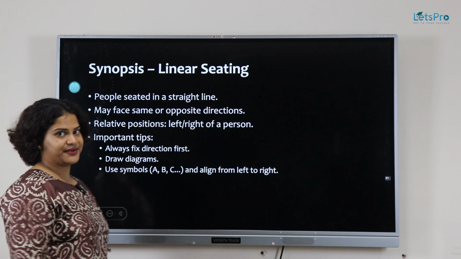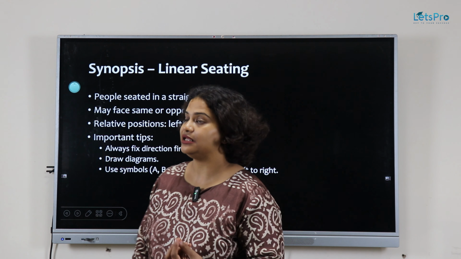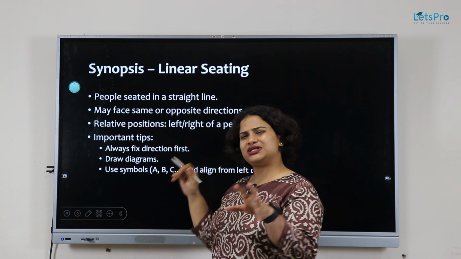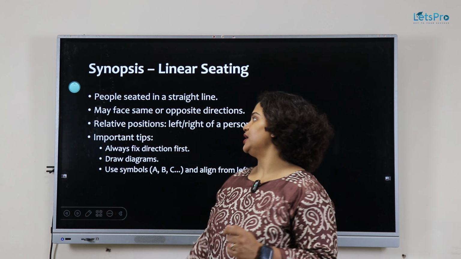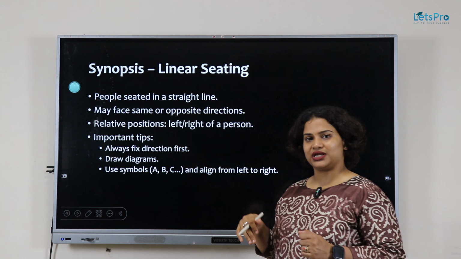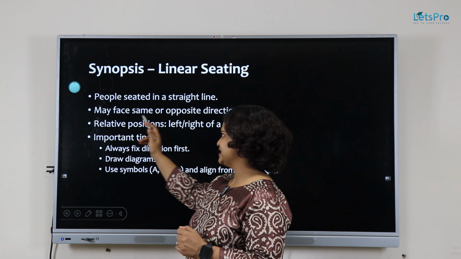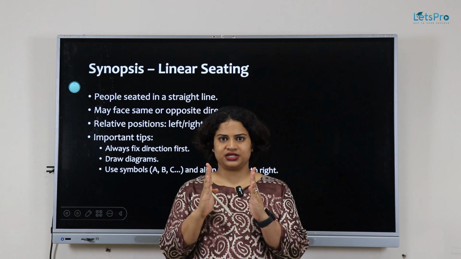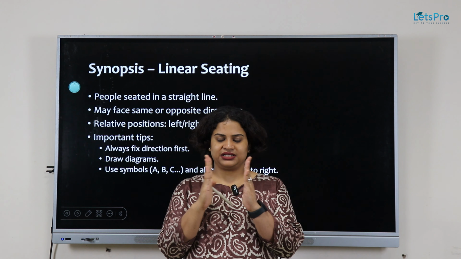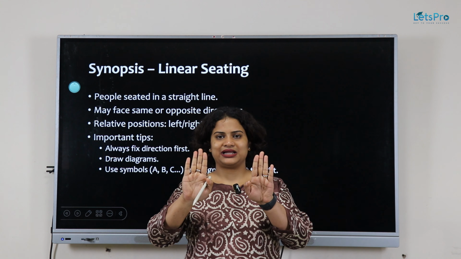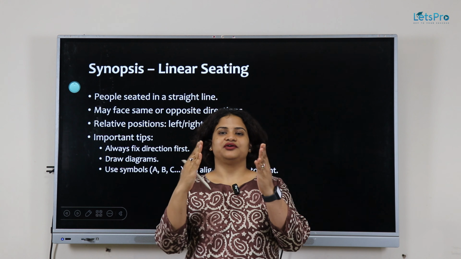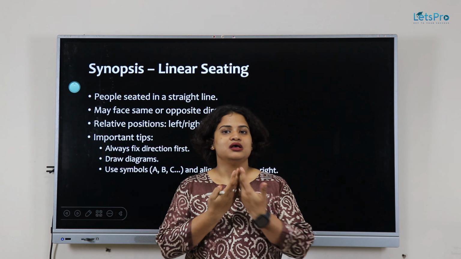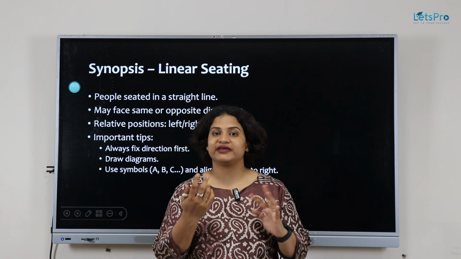The first type is called the linear seating, right? Linear means a straight line, correct? People seated in a straight line. This may face same or opposite. Now if two people are sitting like this in a linear position, they're facing each other. If they're sitting like this, they're not facing each other, right? Now if I tell you they're sitting like this, what is happening? They're sitting back to back, right? That means they are in a straight line, but they're not facing each other.